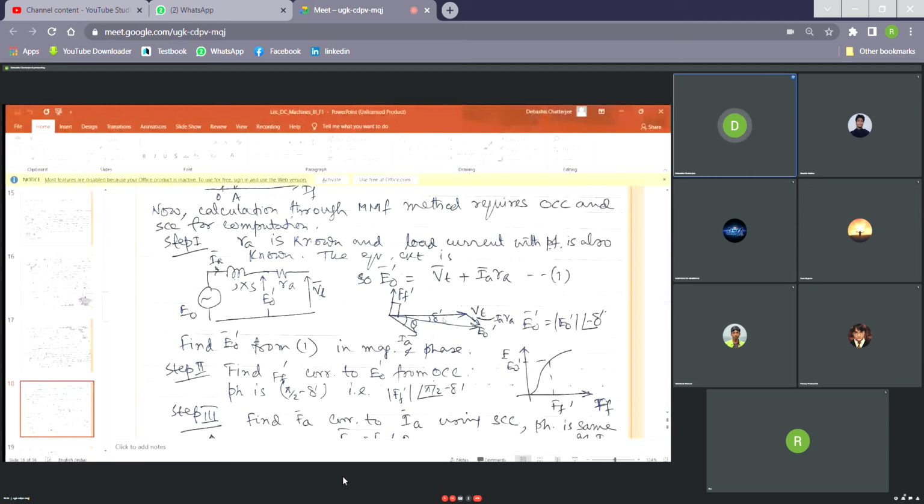Now corresponding to E0 dashed, there will be one FF dashed. From the OCC drawn on the right side below, corresponding to E0 dashed, you can find out FF dashed.